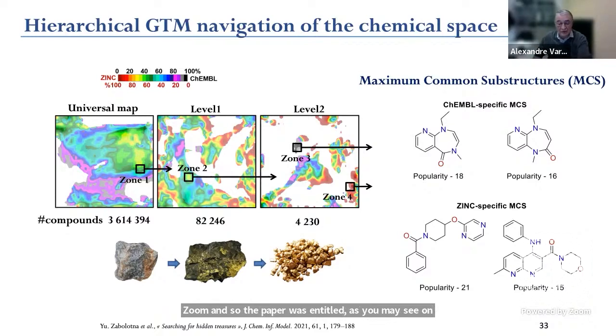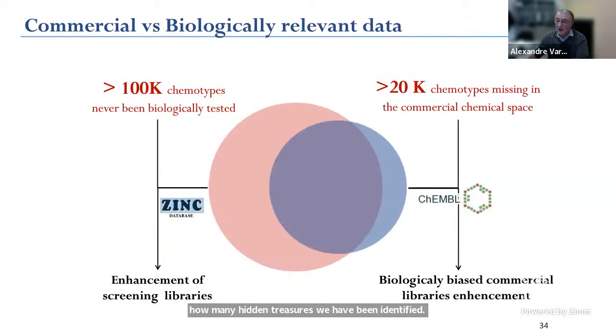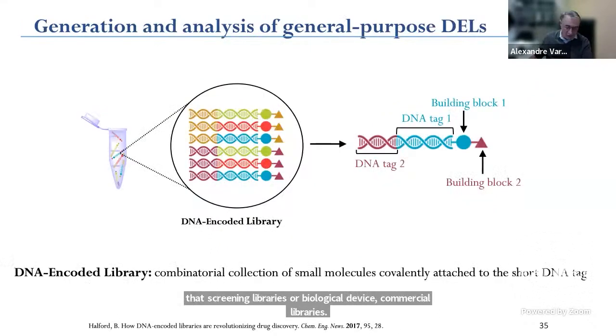And so, how many hidden treasures have we identified? We identified around 20,000 chemotypes missing in the commercial space, and more than 100,000 chemotypes never biologically tested. And this information is available in supporting material and can be used for enrichment of either screening libraries or biologically biased commercial libraries.